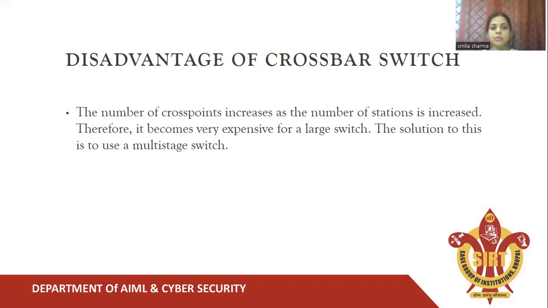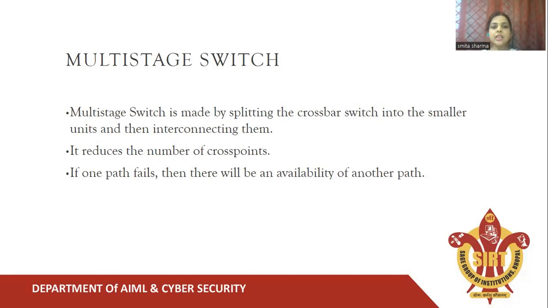To overcome the disadvantage of the cross-point switch, that is, it is very expensive and the cross points keep increasing as the number of nodes or stations increases, we need to use a multi-stage switch. So what happens in a multi-stage switch? Here, the crossbar switch is split into smaller units, and then they are connected. So it also reduces the number of cross points.